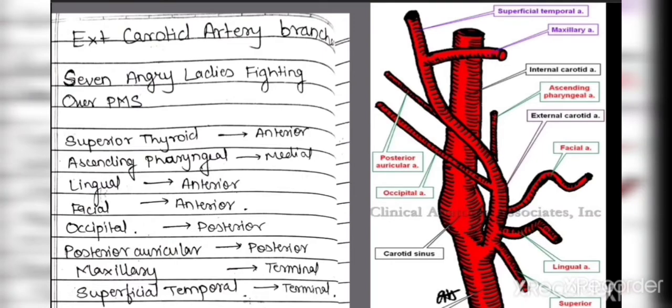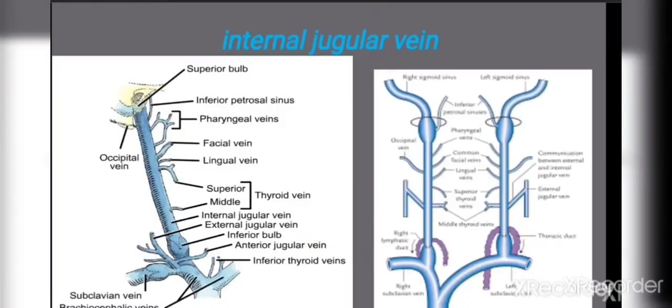And this is the mnemonic for the branches of the external carotid artery: 7 angry ladies fighting over PMS. So 7 for superior thyroid artery, A for ascending pharyngeal, L for lingual, then fighting, F for facial, and over means O for occipital artery, then PMS: P for posterior auricular, M for maxillary, and S for superficial temporal branch. So these are the 8 branches of the external carotid artery.